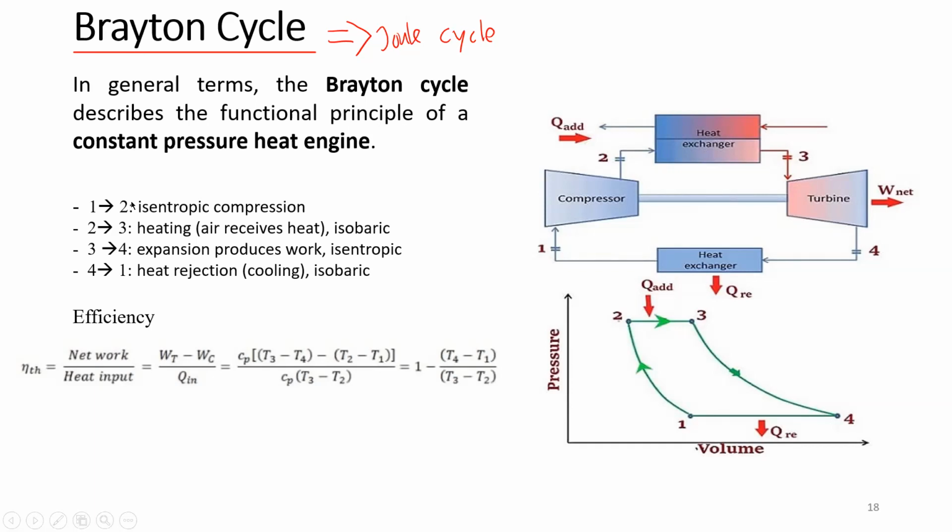In definitions, the gas is sucked from the atmosphere into the engine, to the combustion chamber. This process is also known as a reversible adiabatic process, or we can call it isentropic because there is no heat transfer in this case.